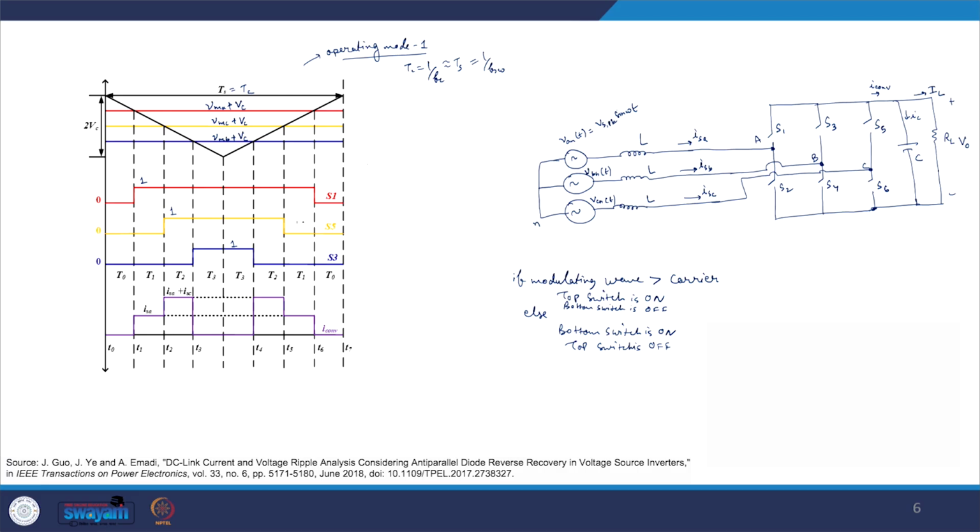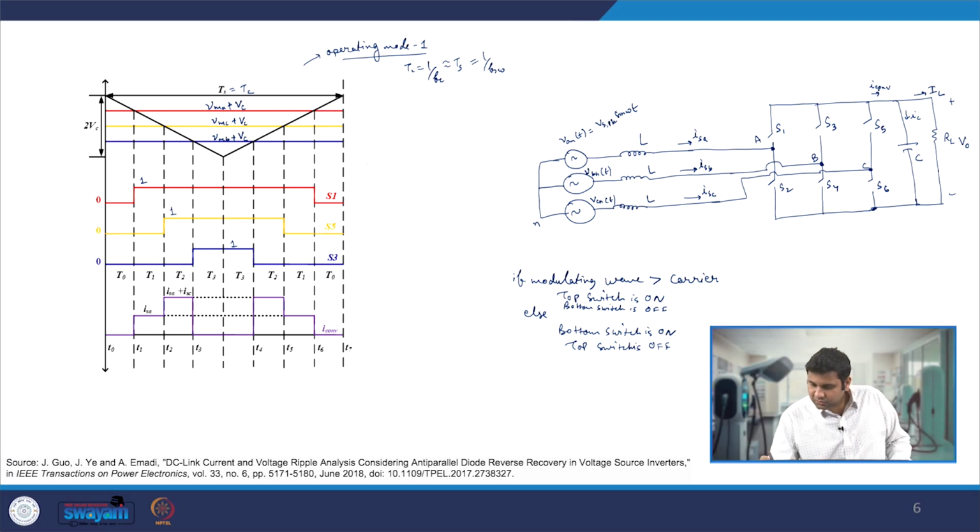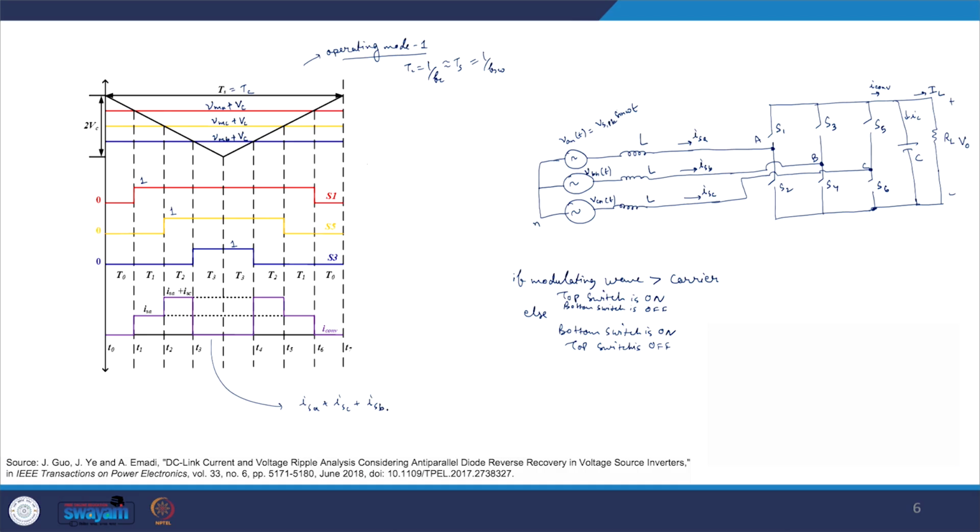From T2 to T3, since S5 and S1 are on, ISA and ISC will be flowing through the I converter. Since both S1 and S5 are on, the I converter current will be nothing but ISA and ISC. Then at this point of time, S1, S3 and S5 are on, and during that time we have ISA plus ISC plus ISB, and since we are assuming balanced operation of the circuit, this is nothing but equal to 0.